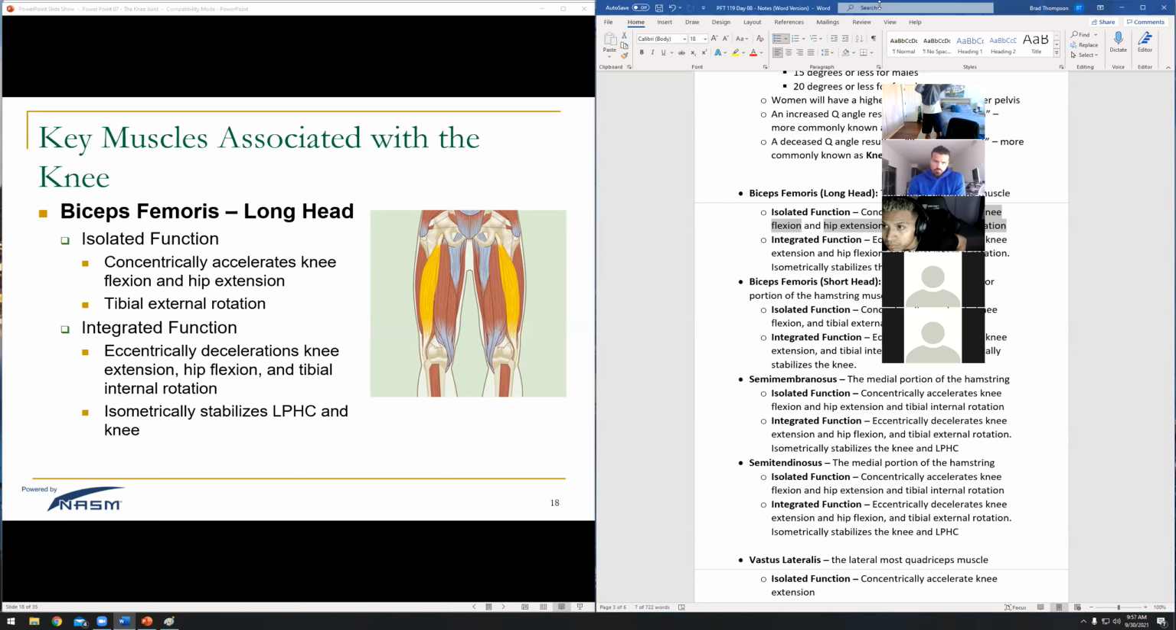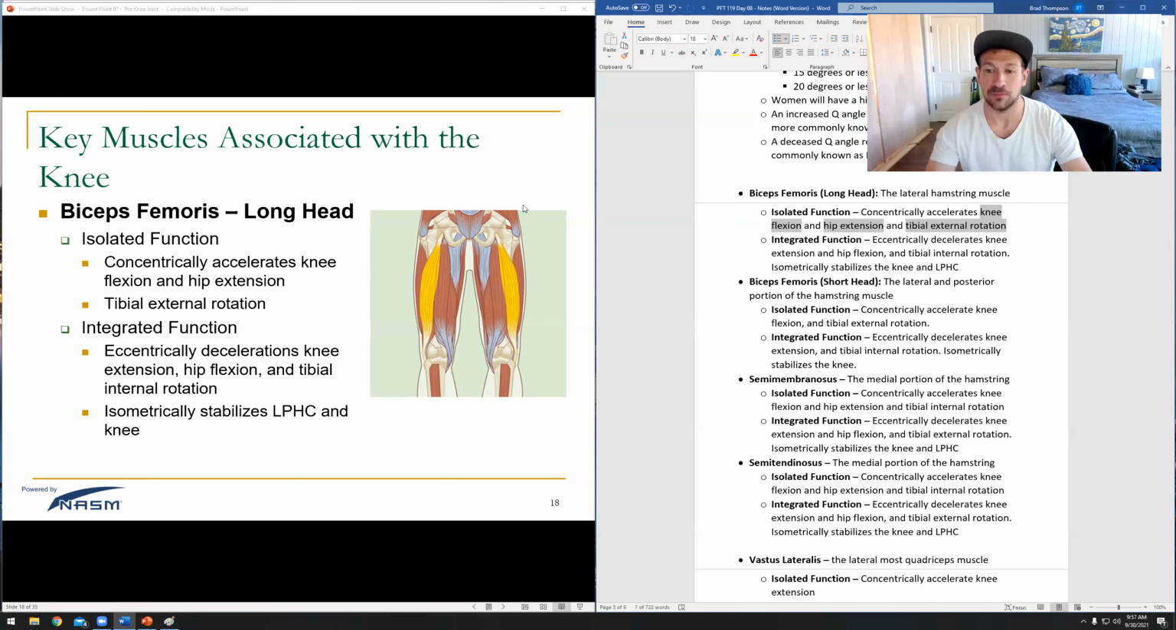I gotta get rid of this so you guys can see. So my bicep, right? If I go here, right, and then I twist. See how it's contracting? Right? Same thing is happening back here when I twist. So that is, and that's why, by the way. I feel it too. Yeah, you can feel it, right? Yeah. So that's what we're seeing there, right? We're seeing the biceps femoris. So it does tibial external rotation.